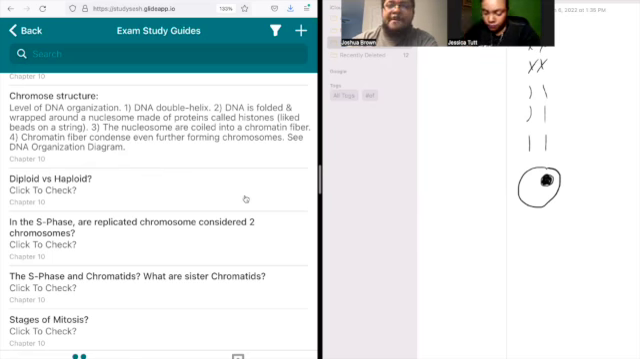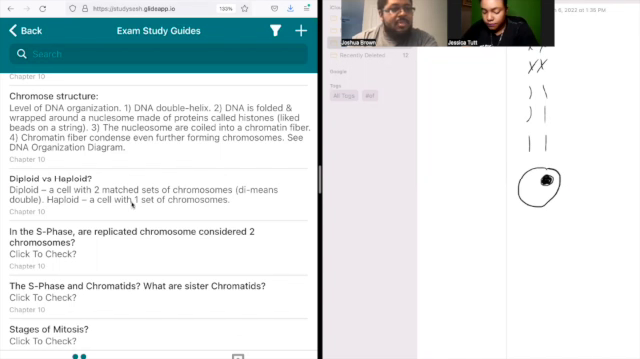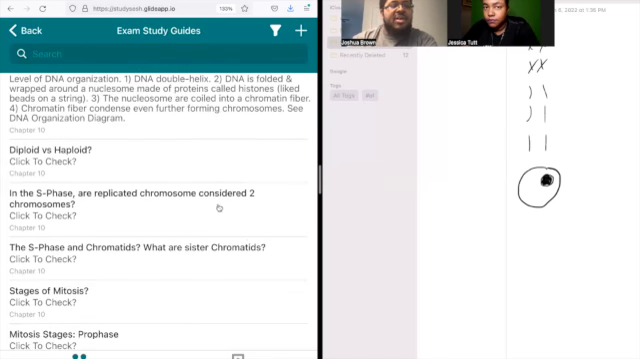You got that? So diploid, like I said, is a cell with two matched sets of chromosomes. Haploid is a cell with one set, or I'd say half a set. In other words, it's just 23 chromosomes. The way to remember that: di means double, haploid means half. Di, double; haploid, half. You get that? Then let's go on to the next one, S phase.